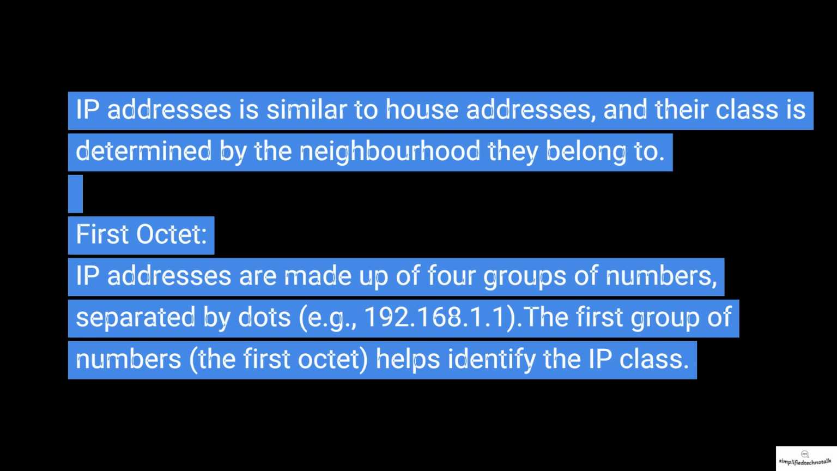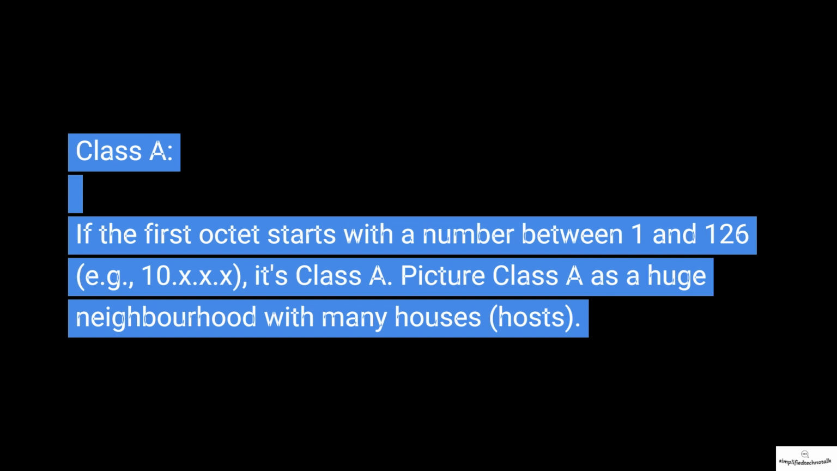First octet. IP addresses are made up of 4 groups of numbers, separated by dots, like 192.168.1.1. The first group of numbers, the first octet, helps identify the IP class. Class A. If the first octet starts with a number between 1 and 126, like 10.x.x.x, it's Class A. Picture Class A as a huge neighborhood with many houses, hosts.